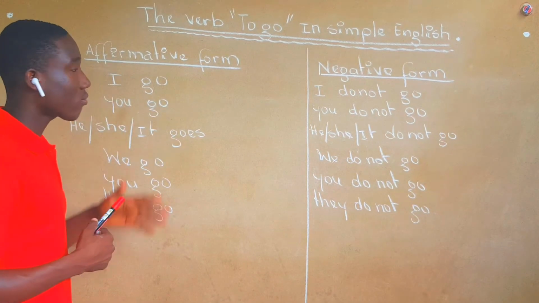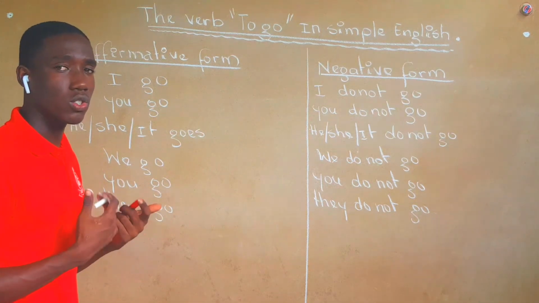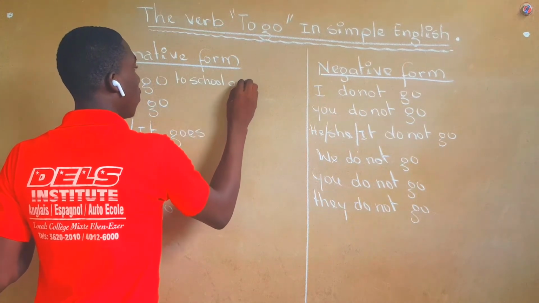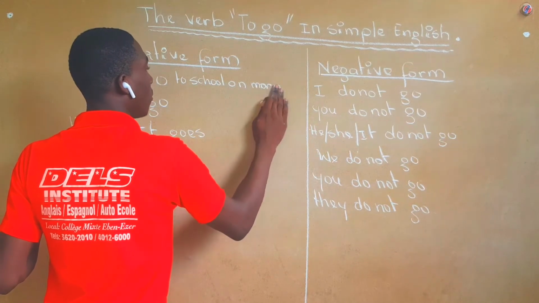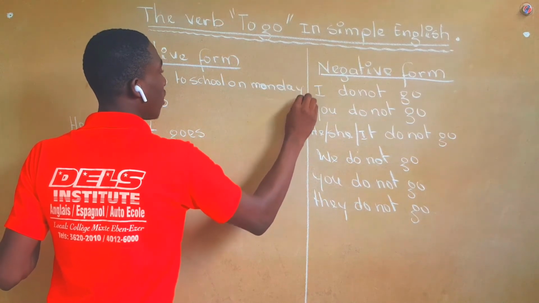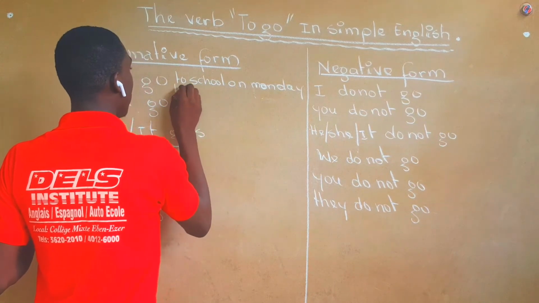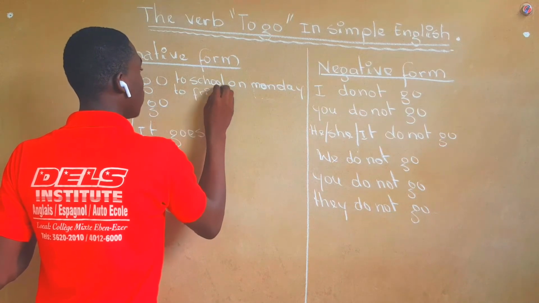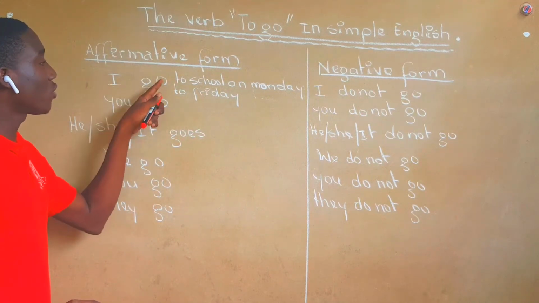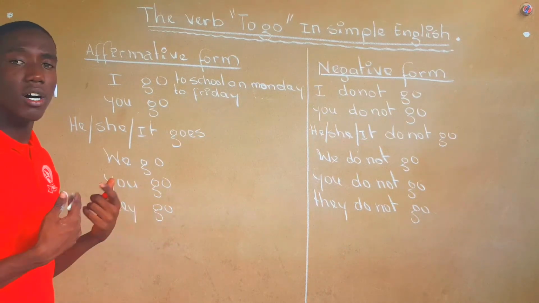If I want to do a sentence with the affirmative form and the negative form, I can say I go to school on Monday to Friday. M'aller l'école lundi ou vendredi. I go to school on Monday to Friday. Ok?